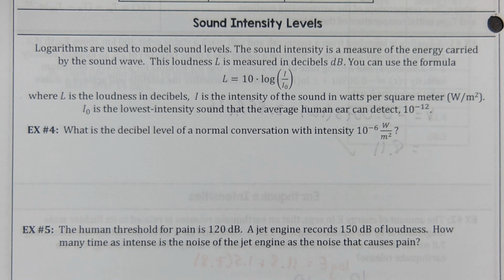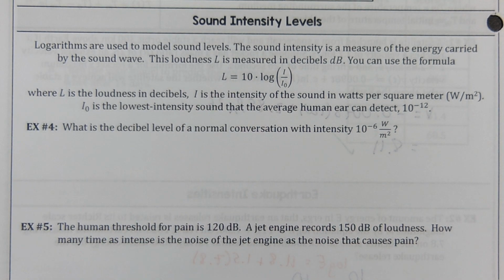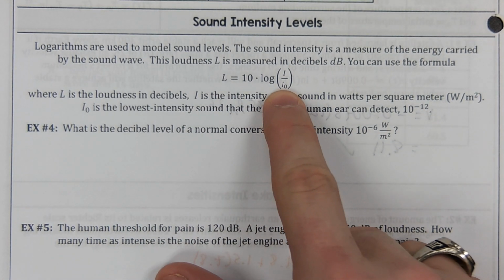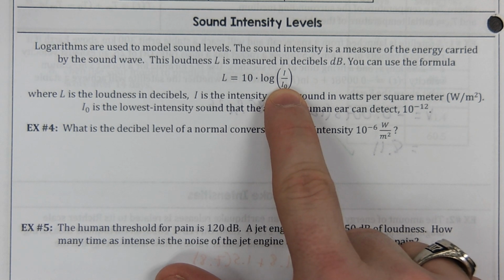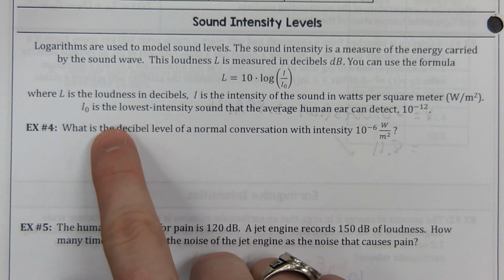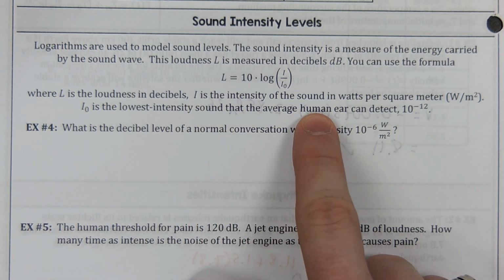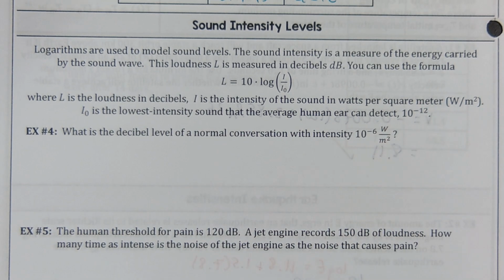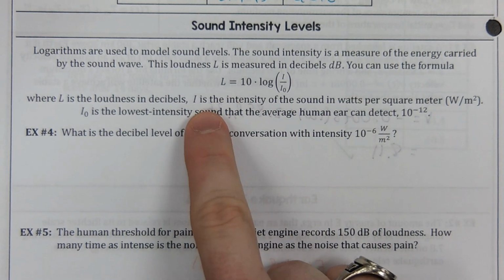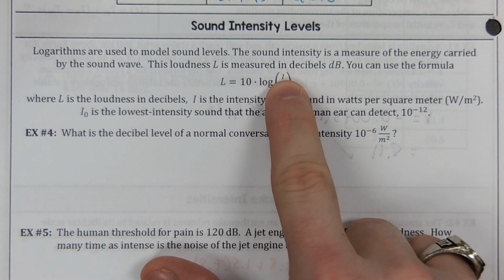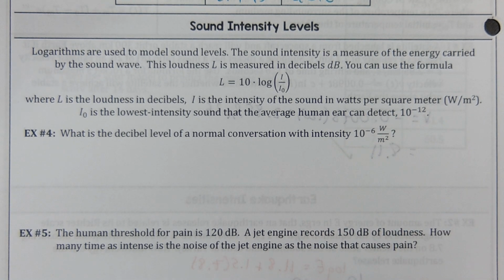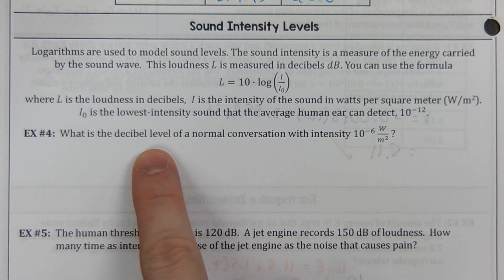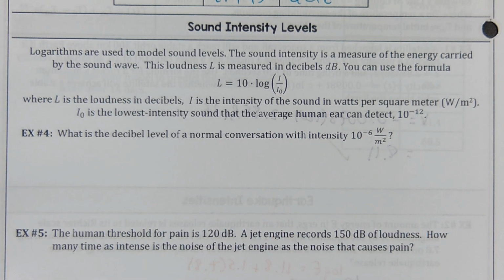But yeah, so loudness. I don't know why this I sub 0 is in the formula, because we have a number that we use for I sub 0, where I sub 0 is the lowest intensity sound that the average human can hear, which would be 10 to the negative 12. So the only thing we don't know in this formula is the intensity of the sound in watts per square meter.